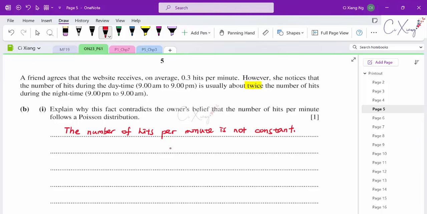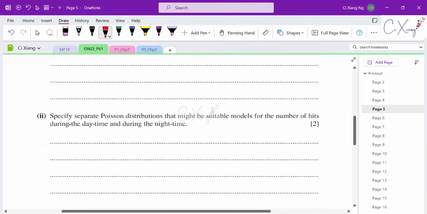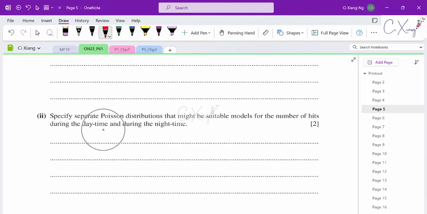Okay, all right, so let's proceed to part 2. Now they want us to specify a separate Poisson distribution that might be a suitable model for the number of hits during the daytime and also during the nighttime. Since we said that it might not fulfill the conditions for the Poisson distribution, they want us to separate it into 2 sessions. One session is daytime, one session is nighttime, and they want us to find the mean for daytime and also the mean for the nighttime.